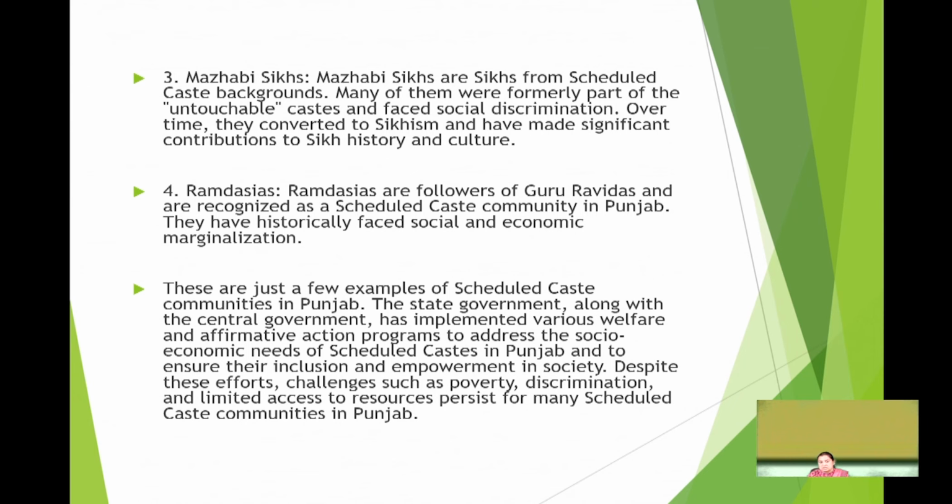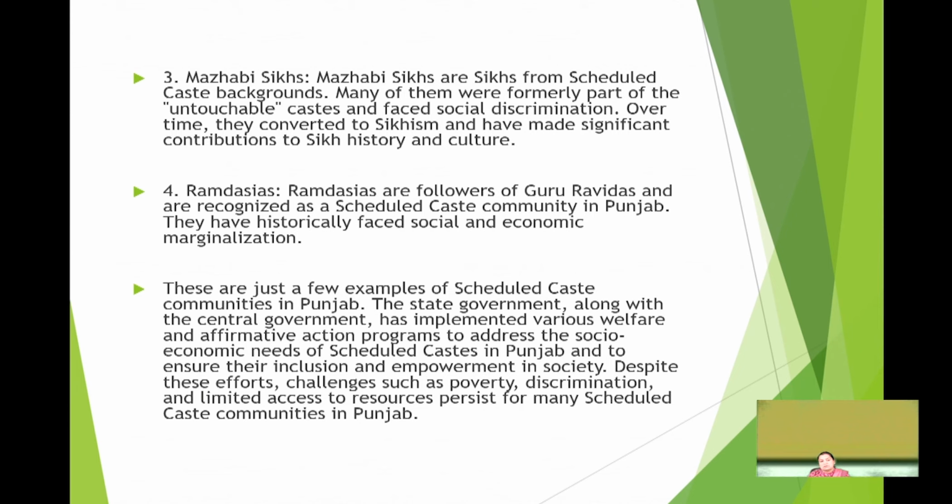Then Ramdasiyas, they are followers of Guru Ravidas and are recognized as a scheduled caste. They have also faced historically social and economic marginalization. These are just a few examples. If you go to the Fazilka belt, there are the Rai, which is also a scheduled caste in Punjab. These are a few examples of scheduled caste communities in Punjab.